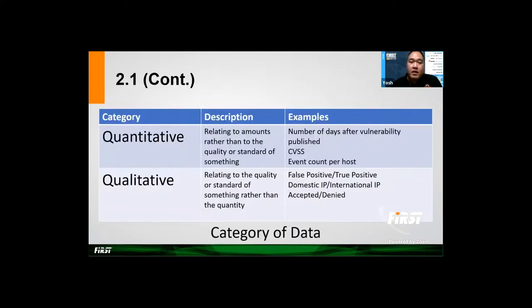There are two main categories of data. Quantitative is data that changes in a gradient, such as days or event counts. Qualitative is digital, such as on and off, or one and zero. It is important to be aware of which category the data to be trained will be.